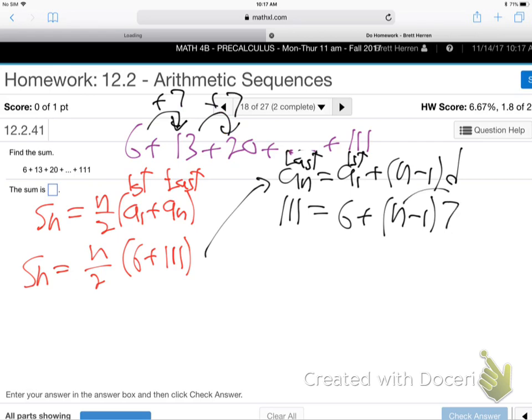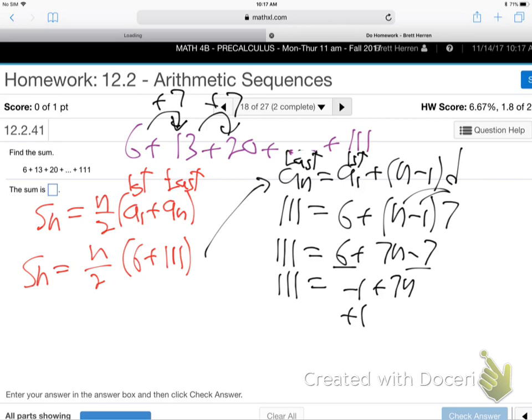So 7, distribute. 111 is 6 plus 7n minus 7. 6 minus 7 is negative 1. Add 1 to both sides. 112 is 7n, divided by 7. What is that? 112 divided by 7? 16. Okay, n is 16.